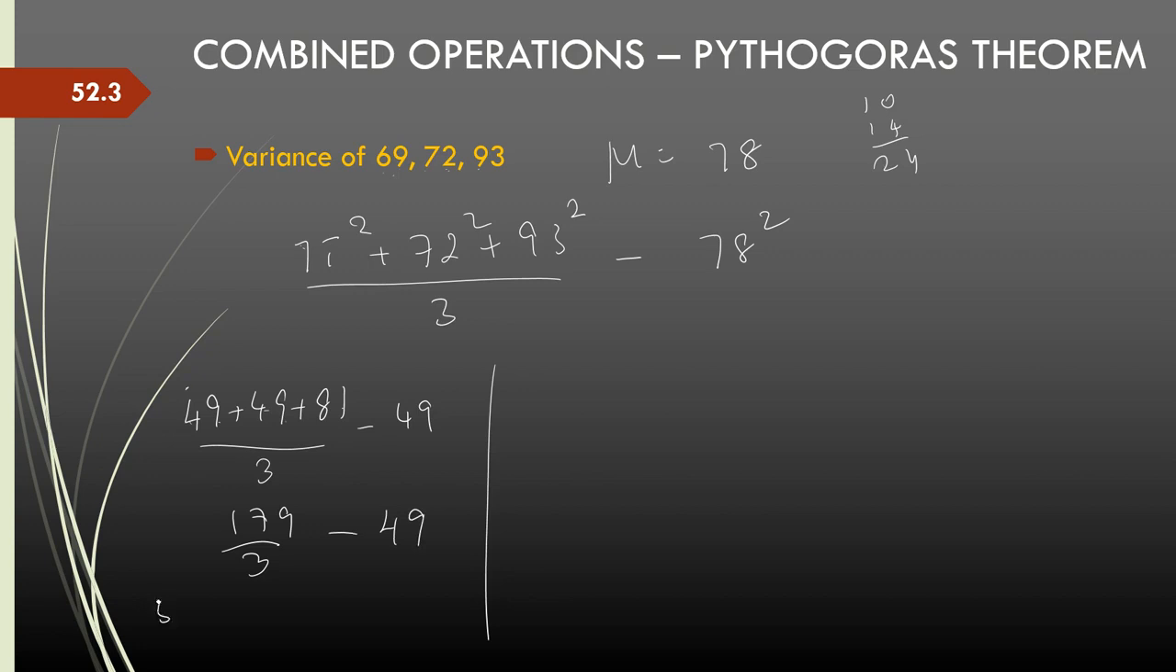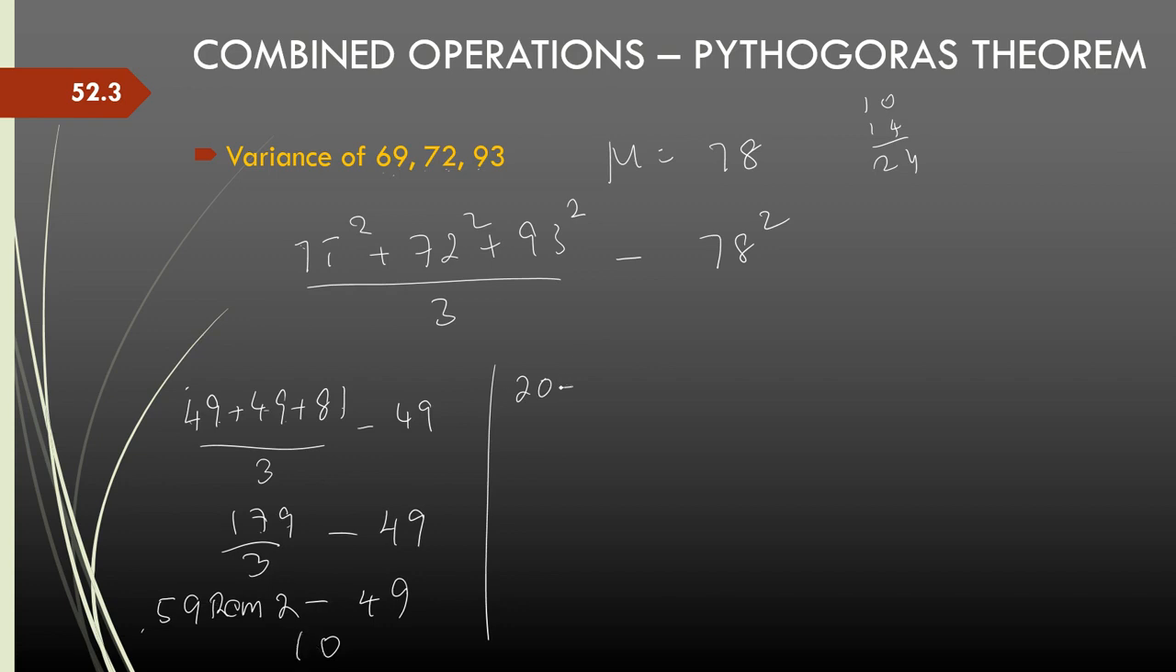179 by 3 is 59, remainder 2, minus 49. So this is 10, and the remainder goes as 20 to the next step. 59 minus 49 is 10. 10, and the remainder goes to the next step as 20.